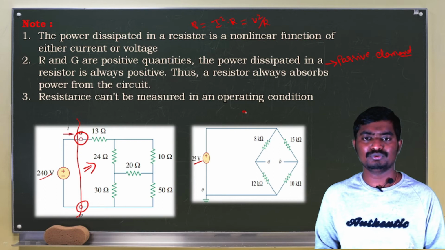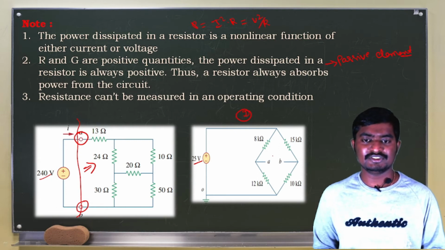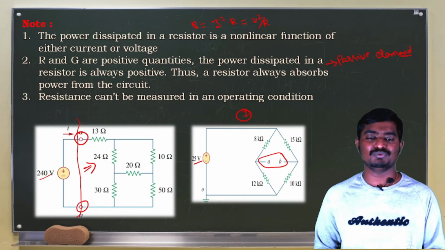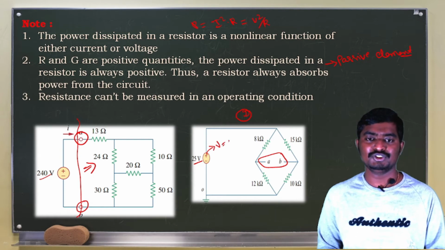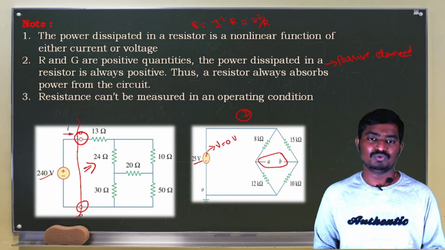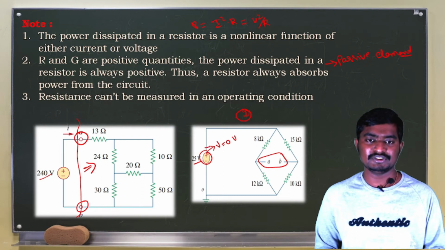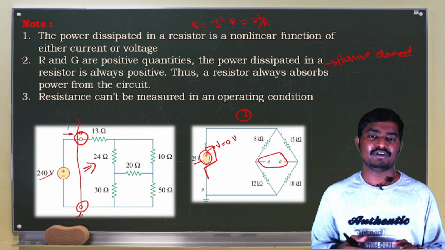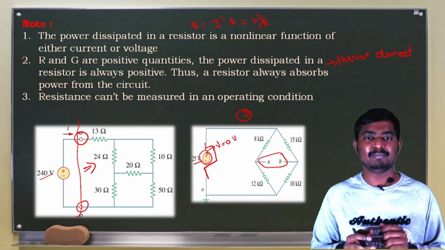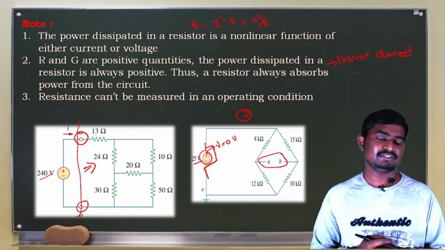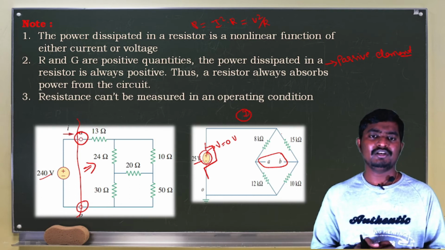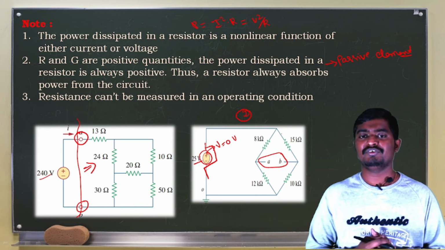Now we will isolate the sources, then we will calculate the resistance of the remaining circuit. In figure number 2, the question asks for resistance across A and B. For this purpose, we have to switch off this voltage source. To switch off a voltage source, its voltage value tends to be 0 volts. For 0 volts, this voltage source can be replaced by a short circuit. Then we will calculate the value of resistance. From this, we can conclude that resistance cannot be measured in operating conditions or when the network is active. Resistance can be calculated only when the network is passive.